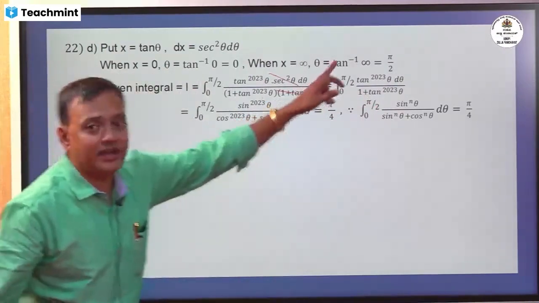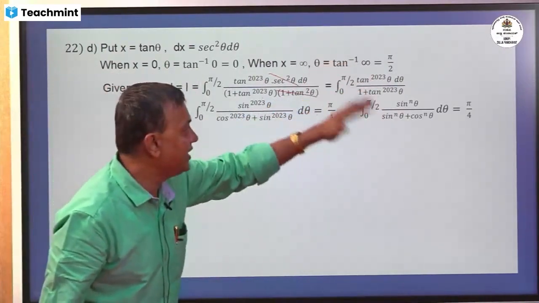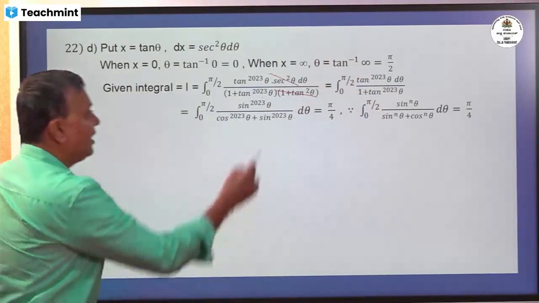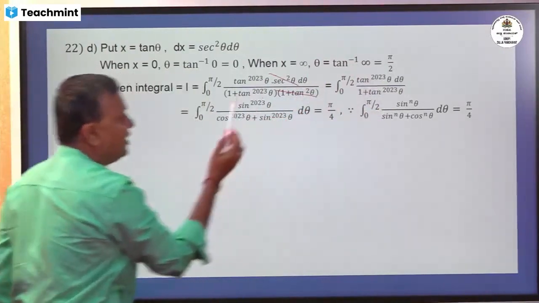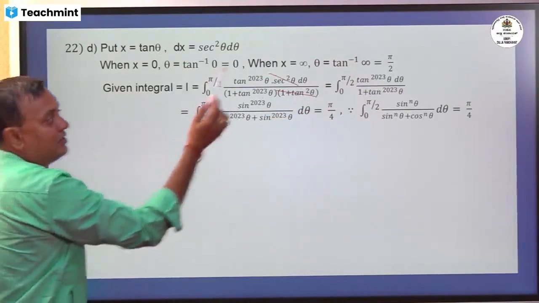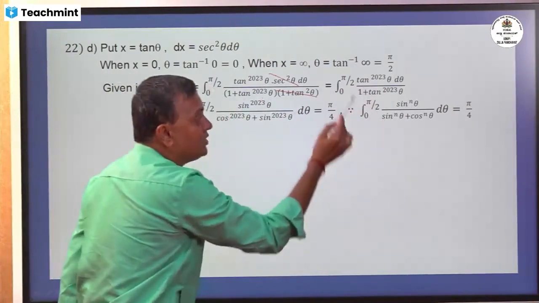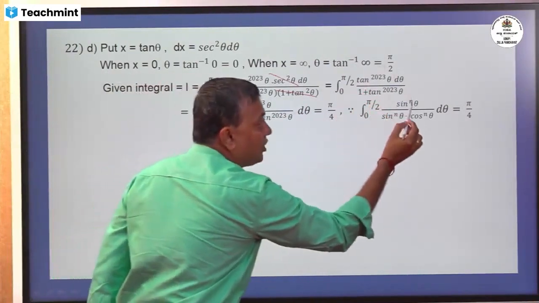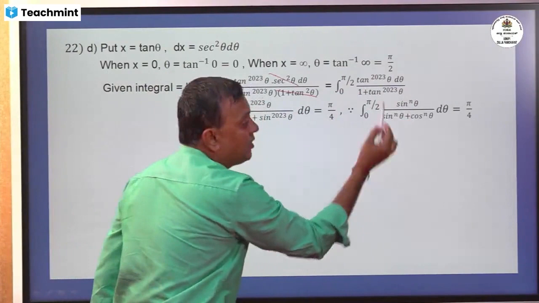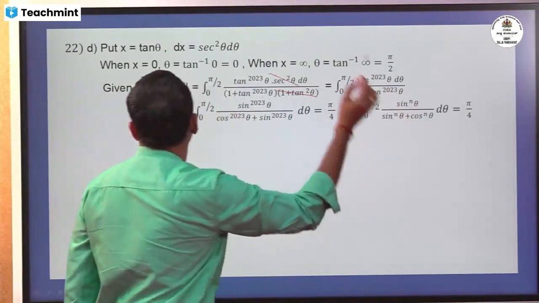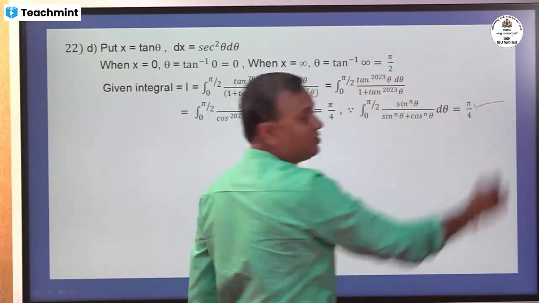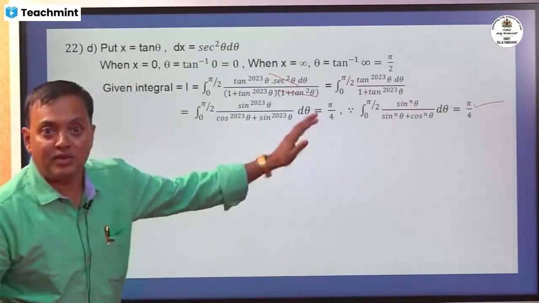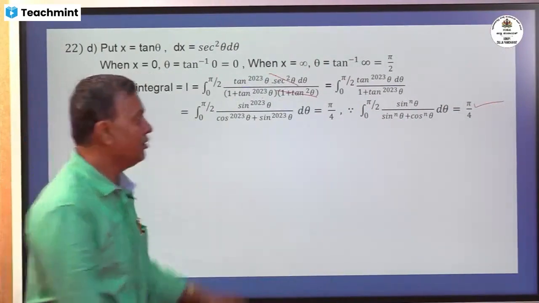Then write tan in terms of sin and cos. Tan is sin by cos. When we do sin by cos, it comes like this. So this is of the form integral from 0 to pi by 2 sin to the power n theta by sin to the power n theta plus cos to the power n theta d theta is equal to pi by 4. This is a very standard result. It was there in the annual exam also, for 6 marks.